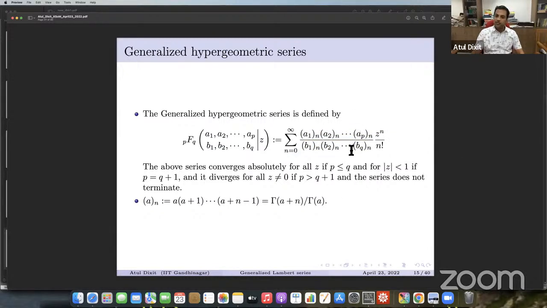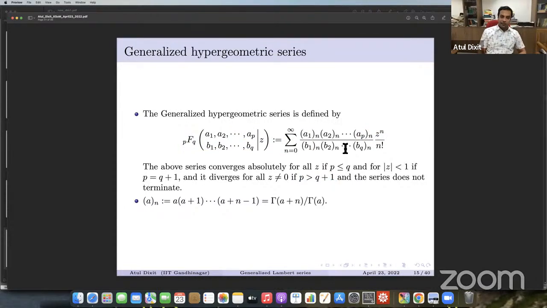With regards to convergence of this series, if p is less than q, which is what we have in our case, 1F2, then it converges absolutely for all z. In fact, for p less than or equal to q. But if p is equal to q plus 1, like in the case of the Gaussian hypergeometric function, the convergence of this series is only for mod z less than 1. And it diverges for any non-zero z with p greater than q plus 1 if the series does not terminate.